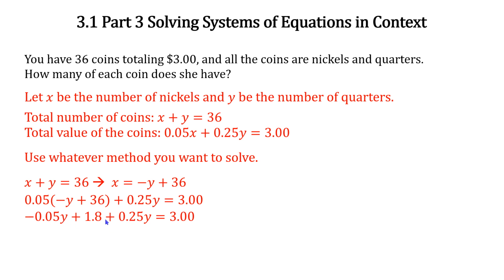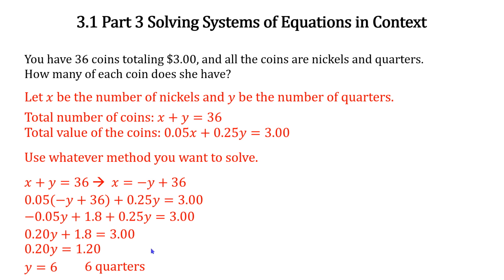Combine my like terms. Subtract 1.8 from both sides. Divide by negative 0.2. And so I've got to have 6 quarters. Now just go back to the easiest one again. I look at this. I'm going to plug in 6.